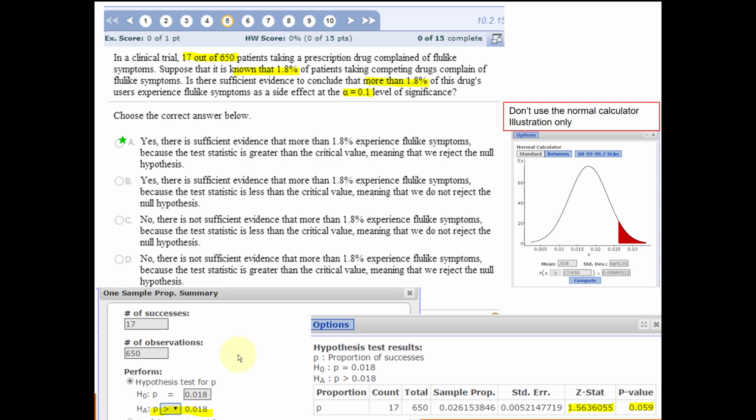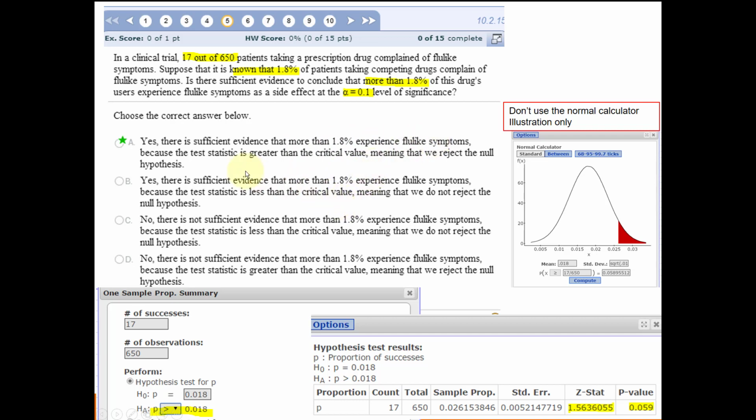And so the null hypothesis is that the population proportion is 1.8%. The alternative hypothesis, that is more, so we have greater than 0.018. We do one sample proportion summary, and we get a small p-value, meaning it's smaller than the given alpha. It's at 5.9%, and alpha is set at 10%. So we know we're going to reject the null hypothesis, and we have sufficient evidence to conclude that the rate is greater than 1.8%. There's sufficient evidence to conclude that more than 1.8% experience flu-like symptoms.